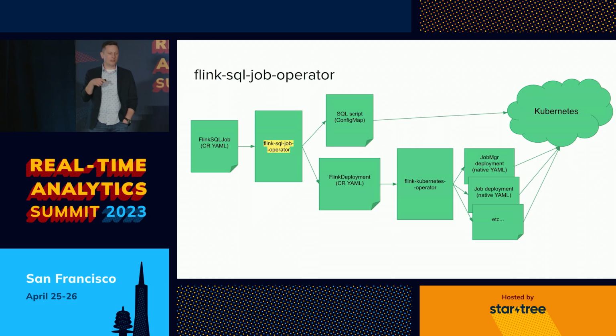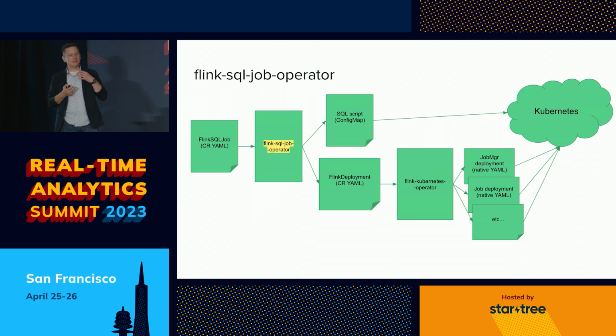So the Flink SQL job YAML, that's where your SQL is. The Flink SQL job operator picks up that Flink SQL job custom resource YAML and turns it into, let's say, two artifacts: the SQL script, which could be a native Kubernetes config map, for example. That's just something that Kubernetes understands. And then the Flink deployment, which is something that the Kubernetes operator understands, right?